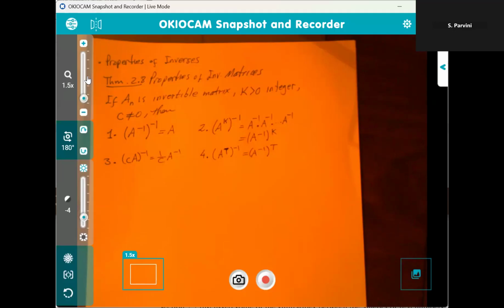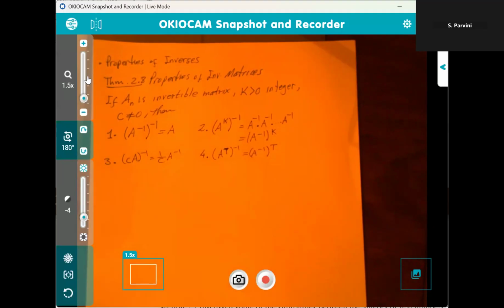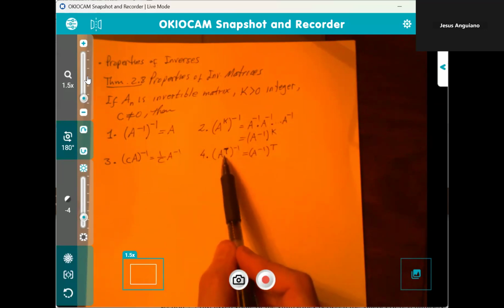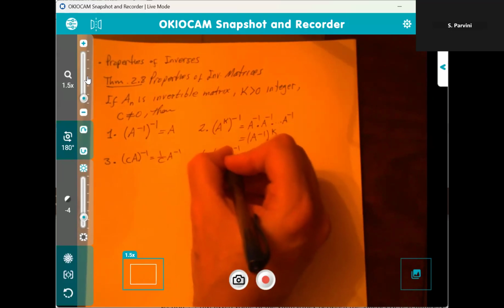Okay. Now, let's see. Maybe we go ahead and prove one of these. I'm going to prove item number 4. Isn't number 4 and number 2 the same? What's the difference? Is t a variable? What does that represent? No. Remember from last week, T is the transpose of the matrix.